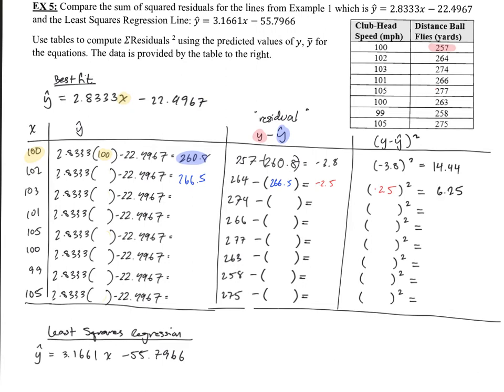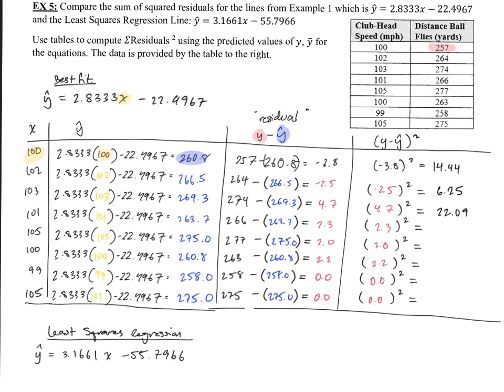Let's do that with the next one. Oops, that's supposed to be 102. So then plugging in 103, we'll come out with the value of 269.3, which is going to end up equaling 4.7. Square the 4.7, and we get 22.09. Okay, I'm going to go ahead and continue filling this out. Check back in with me in a second.